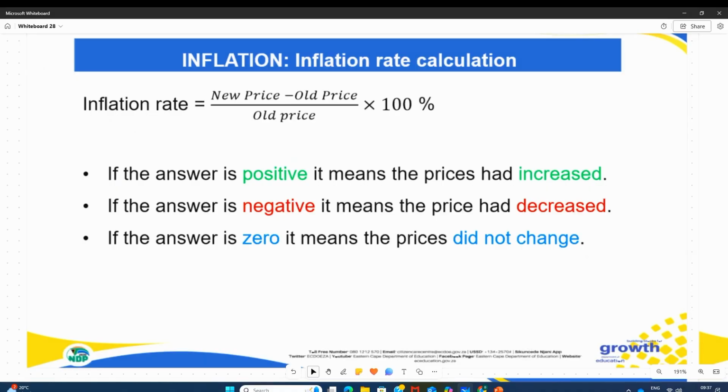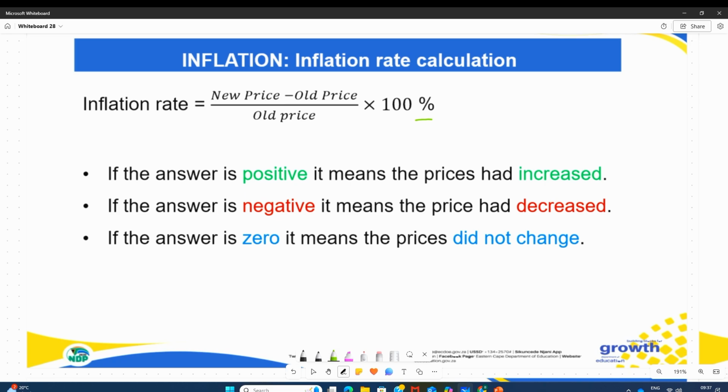The formula used to determine the inflation rate is: inflation rate is equal to new price minus the old price, divided by the old price, then you multiply by 100. Let me mention that this percent that I've written here is not used for calculation purposes, it is just the unit of calculation. So when we say multiply by 100%, that is just a unit. It's a symbol, the unit for percentage.